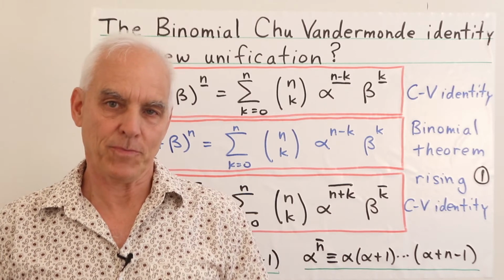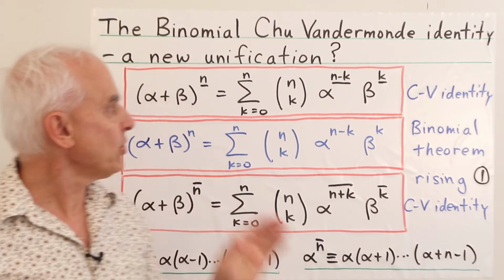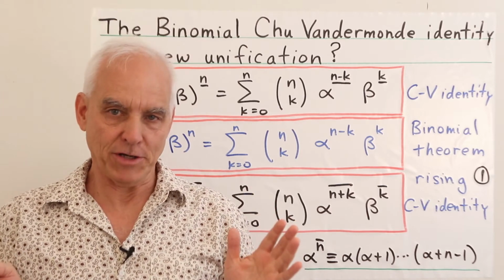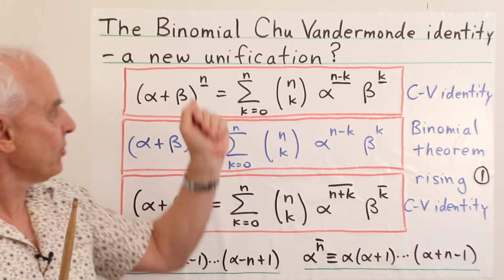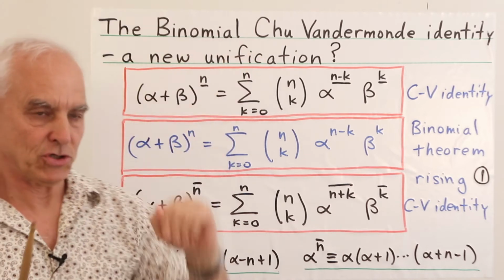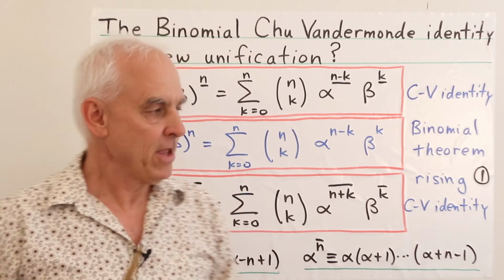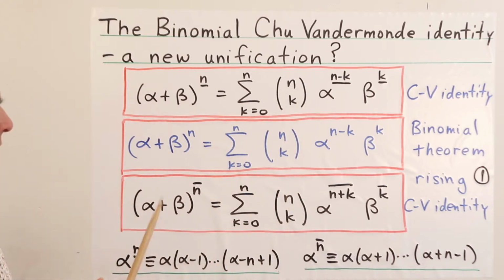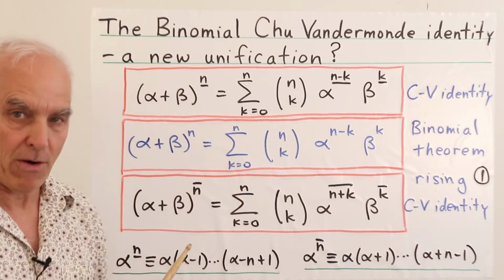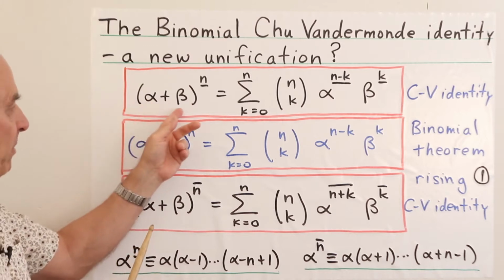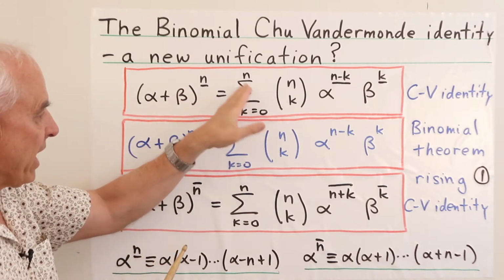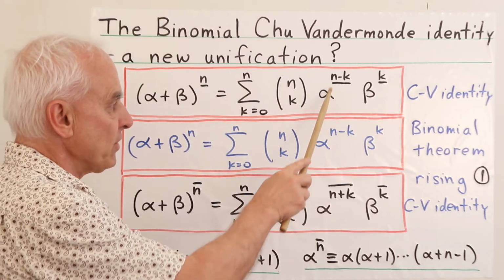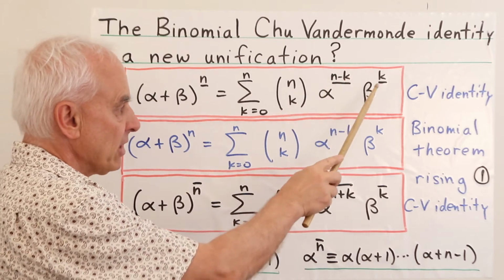I'm Norman Wildberger. Today we're going to generalize the Chu Vandermonde identity to what we call the Binomial Chu Vandermonde identity. Here is the standard Chu Vandermonde identity in terms of falling powers. (alpha plus beta) to the n falling equals the summation, k equals 0 to n, of n choose k, alpha to the n minus k falling, beta to the k falling.